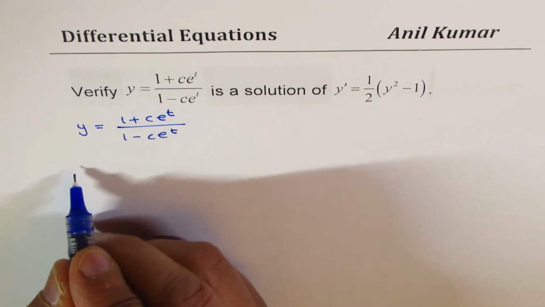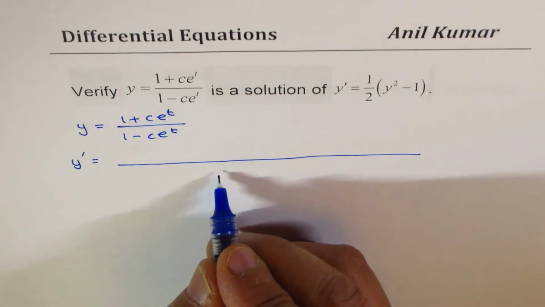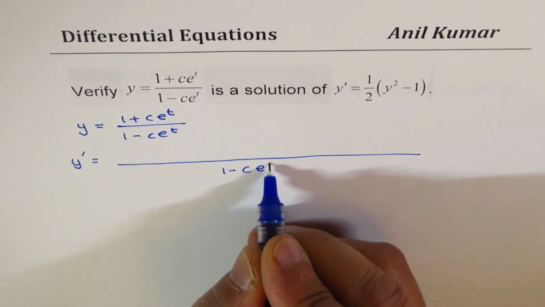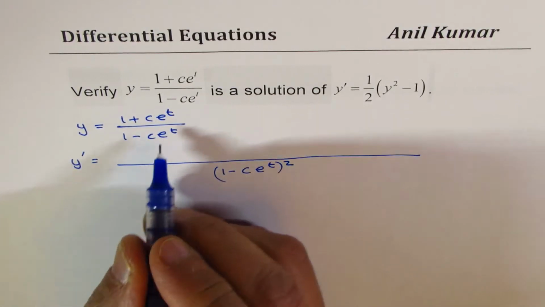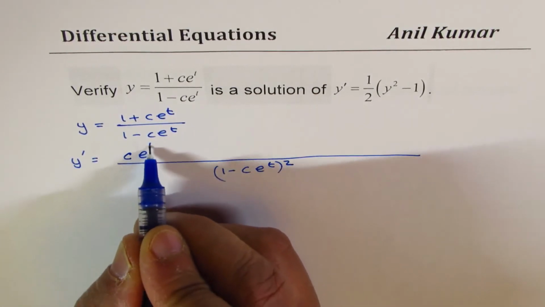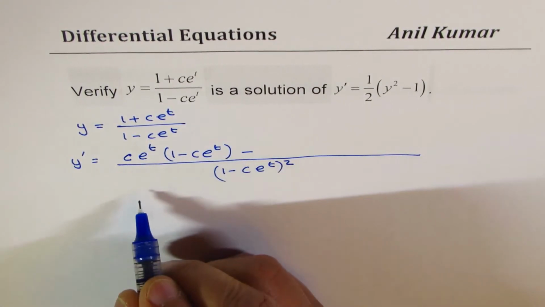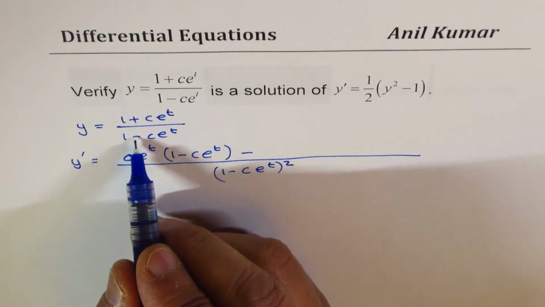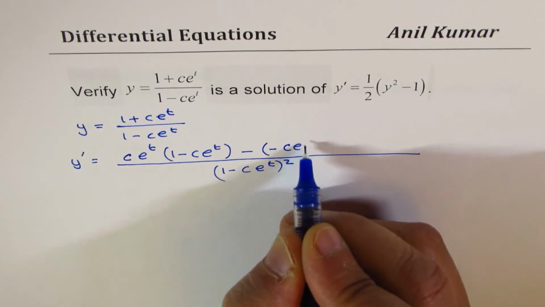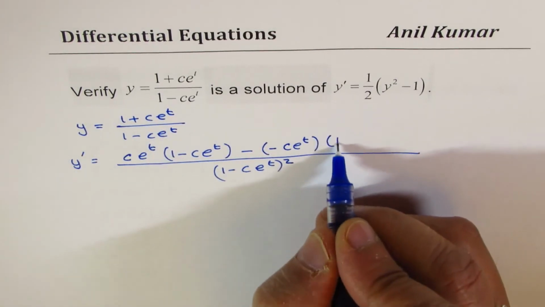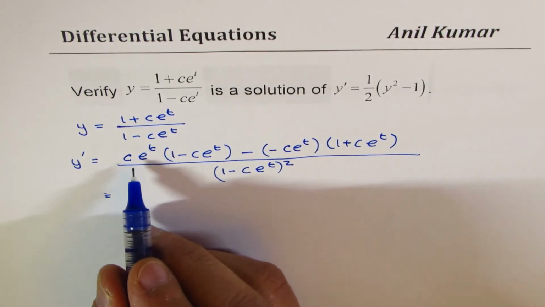Taking the derivative, we get y dash equals, let's apply the quotient rule here, 1 minus c e to the power of t whole square in the denominator. The derivative of the numerator is c e to the power of t times 1 minus c e to the power of t, take away the derivative of the denominator, which is minus c e to the power of t times 1 plus c e to the power of t, correct?